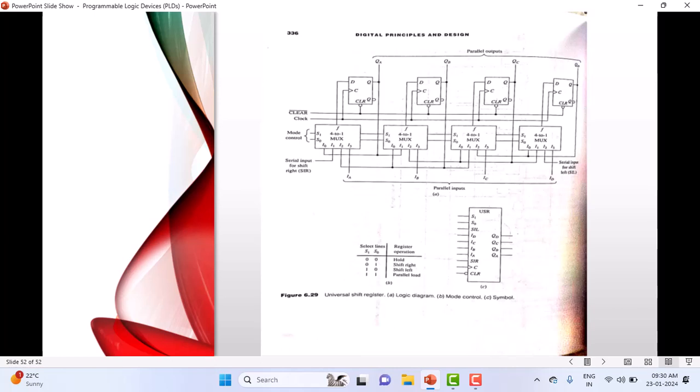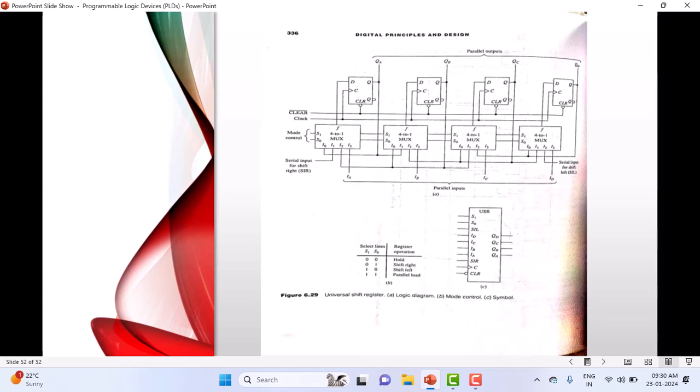There are multiplexers and flip-flops, all rising-edge triggered flip-flops. And look at what type of multiplexer we are using here. They are all 4:1 multiplexers. Understand? Whatever I have explained so far, like serial in parallel out, serial in serial out, parallel in parallel out, parallel in serial out, all this can be done from this. That's why this is also called a universal shift register.